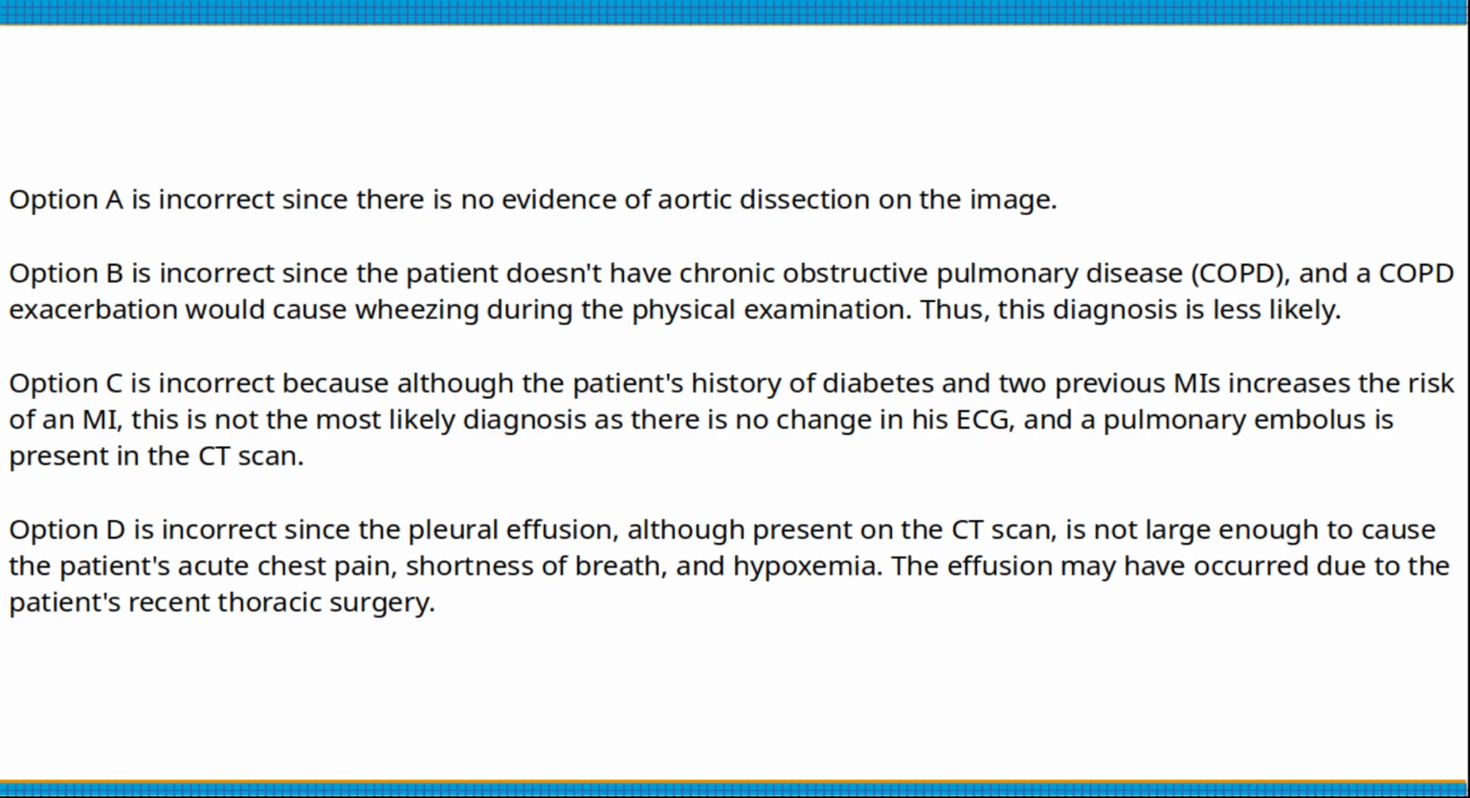Option C is incorrect because although the patient's history of diabetes and 2 previous MIs increases the risk of an MI, this is not the most likely diagnosis as there is no change in his ECG, and a pulmonary embolus is present in the CT scan. Option D is incorrect since the pleural effusion, although present on the CT scan, is not large enough to cause the patient's acute chest pain, shortness of breath, and hypoxemia. The effusion may have occurred due to the patient's recent thoracic surgery.